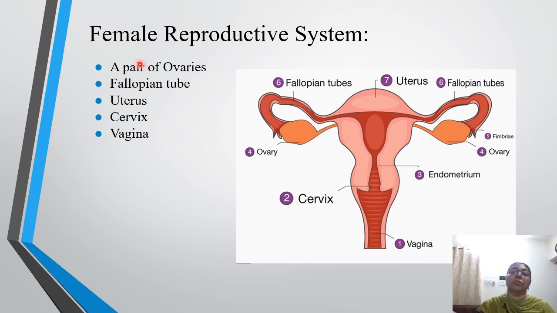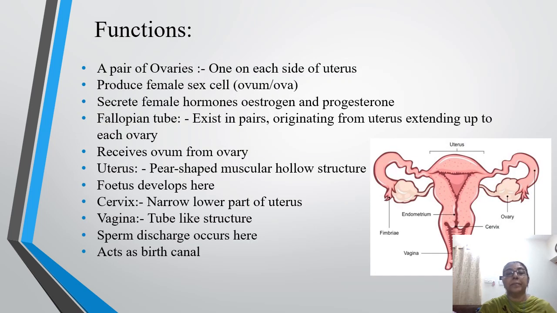Next we should pass on to the female reproductive system, which consists of a pair of ovaries. Then from there arises the fallopian tube, which enters into the uterus, and the mouth of the uterus we call the cervix, and then the birth canal or the passage we call the vagina. We will see a pair of ovaries on each side of the uterus.